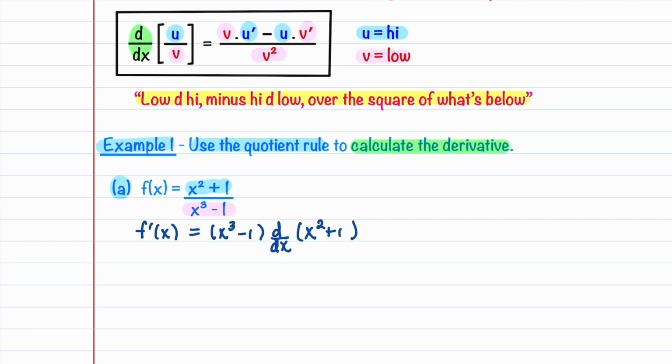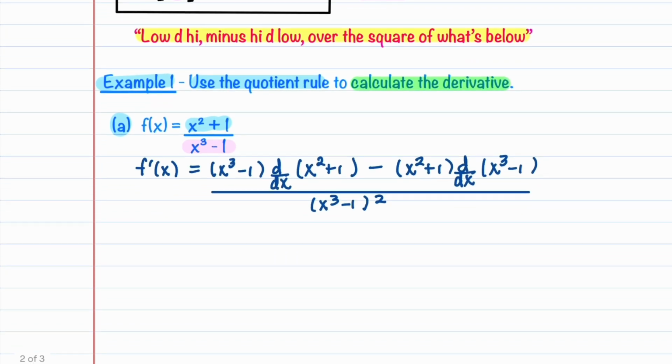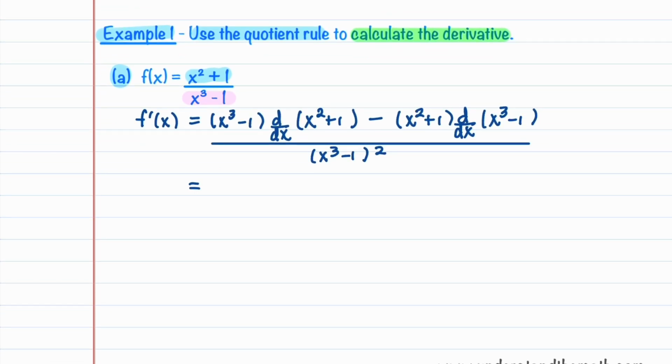So that's just low d high. And then we have to subtract the top function, x squared plus 1, times the derivative of the bottom function, x cubed minus 1. That's just high d low. And then we're going to divide all of this by the bottom function squared, or you can think of that as the square of what's below. Now we just have to do some derivatives.